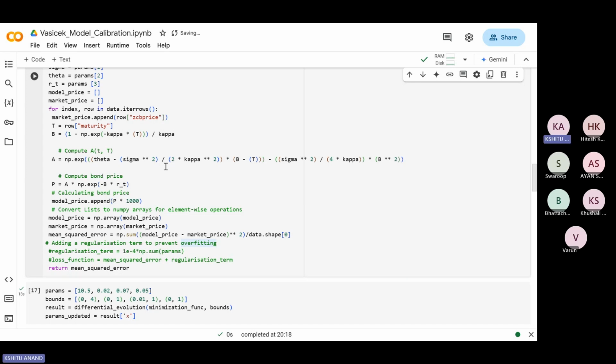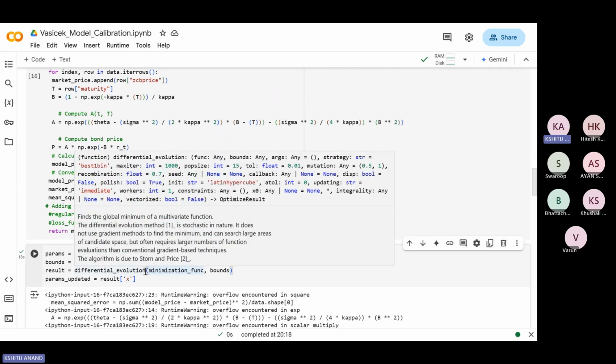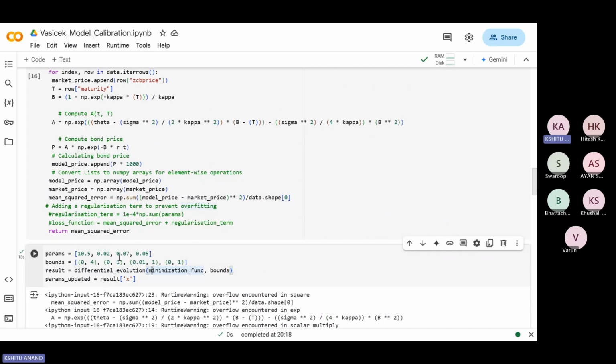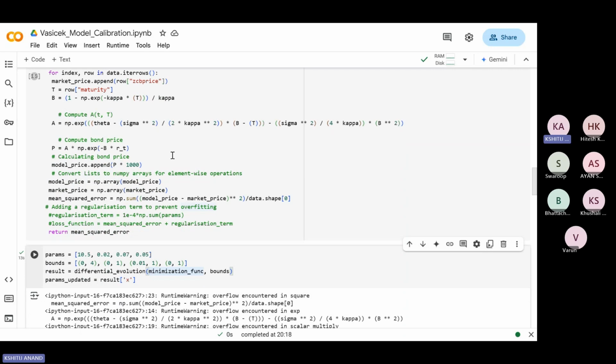Here we are using a global optimization technique, which is differential evolution. Differential evolution helps you find a set of parameters which gives you the minimum value of the error. So that's what we are doing. First you need to define a set of parameters. These parameters are not needed in the case of differential evolution, but still I give a sample, because it will pass the parameters by itself.